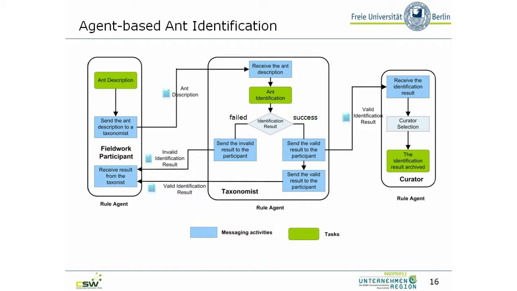And the taxonomist ROR agent needs to receive the ant description and send the result to the curator for management and to the fieldwork participant ROR agent respectively. And here the curator ROR agent needs to receive the identification result from the taxonomist ROR agent.